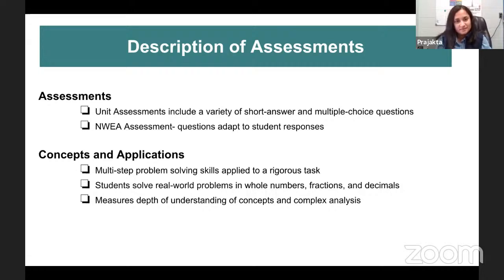The last assessment on there is the concepts and applications, and that one is more of a rigorous task, asks them to apply their understanding and their knowledge of concepts learned this year. But those question types are a little bit more complex, looking for their emphasis of problem-solving skills. And I'll pass it to Deirdre.